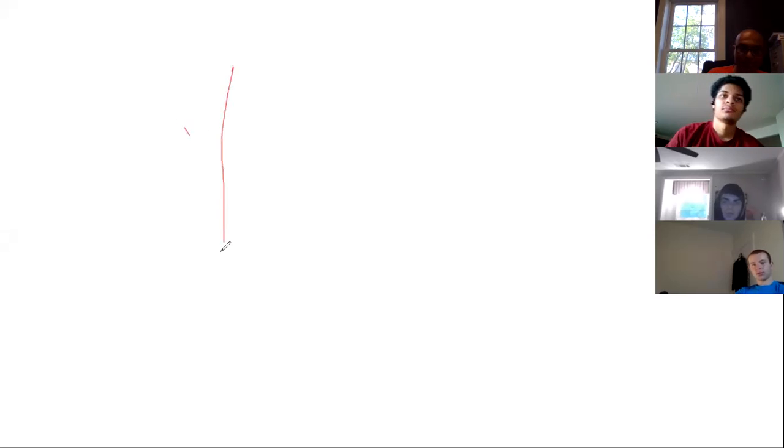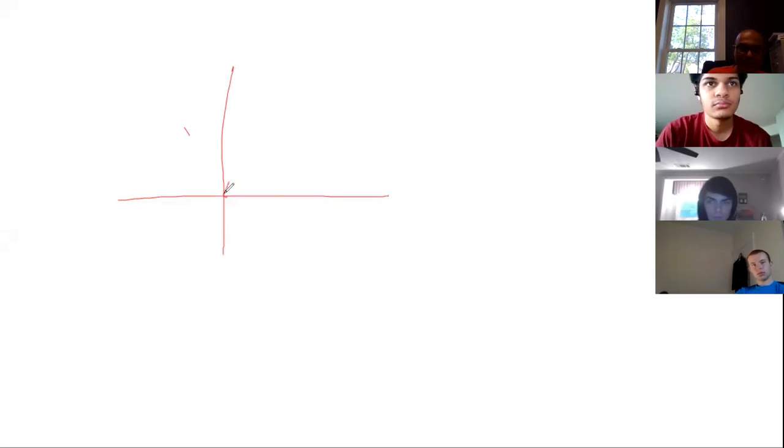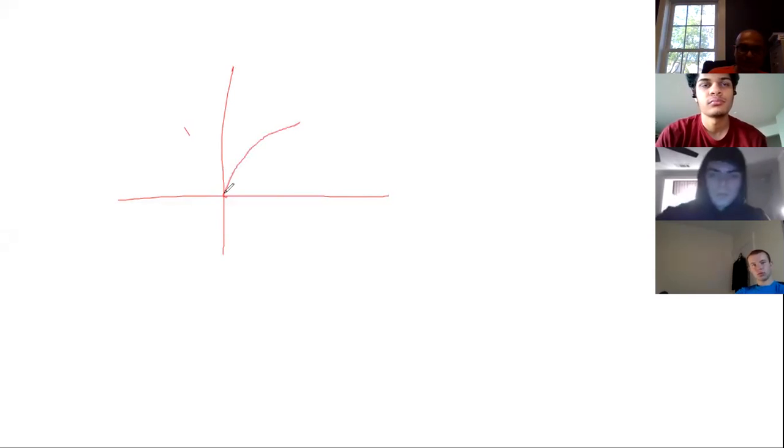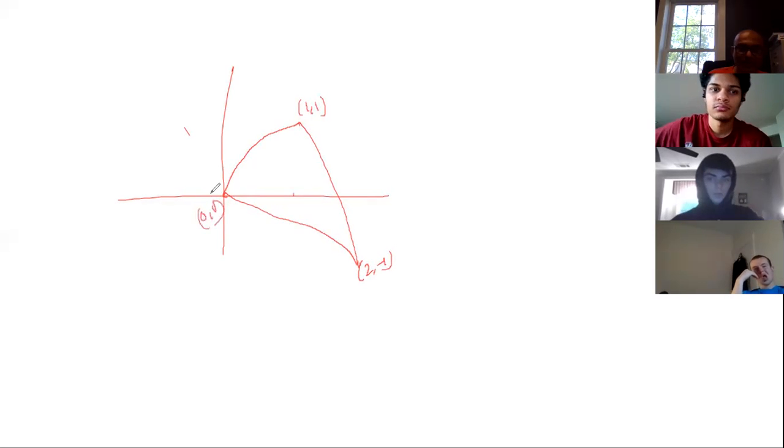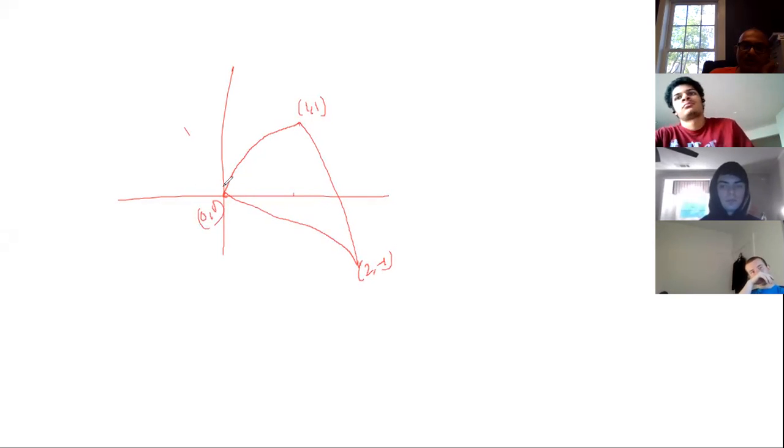Okay, guys. So it will be something like this. Suppose you have something like this, and then something like this was there. So this point was (2, -1), and this point was (1, 1), if I'm not wrong. And this point was (0, 0). Suppose you are given these points, right?